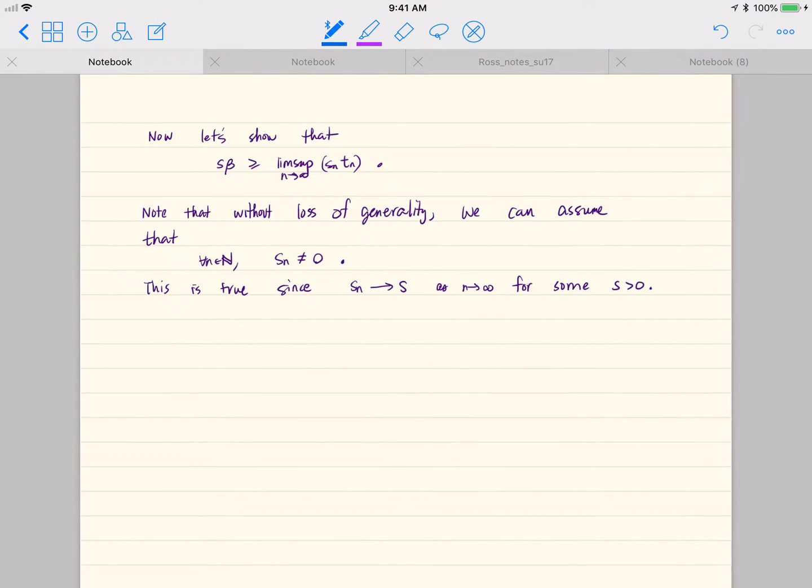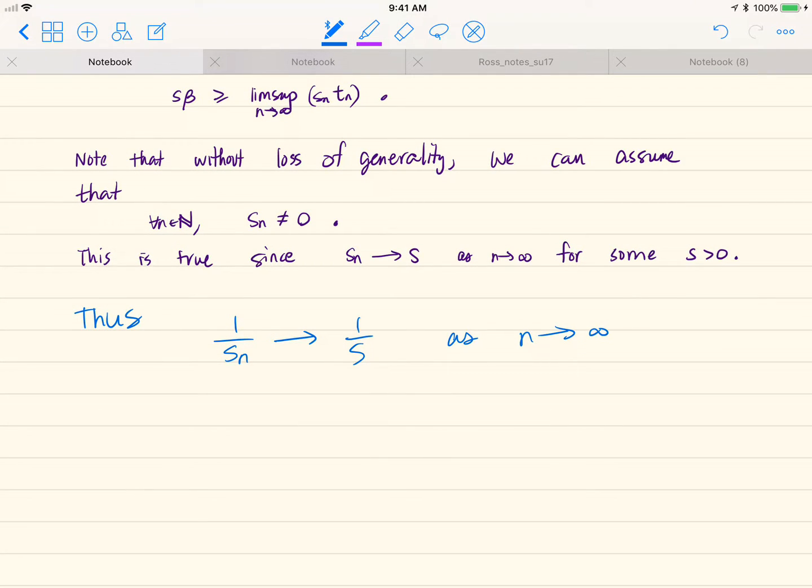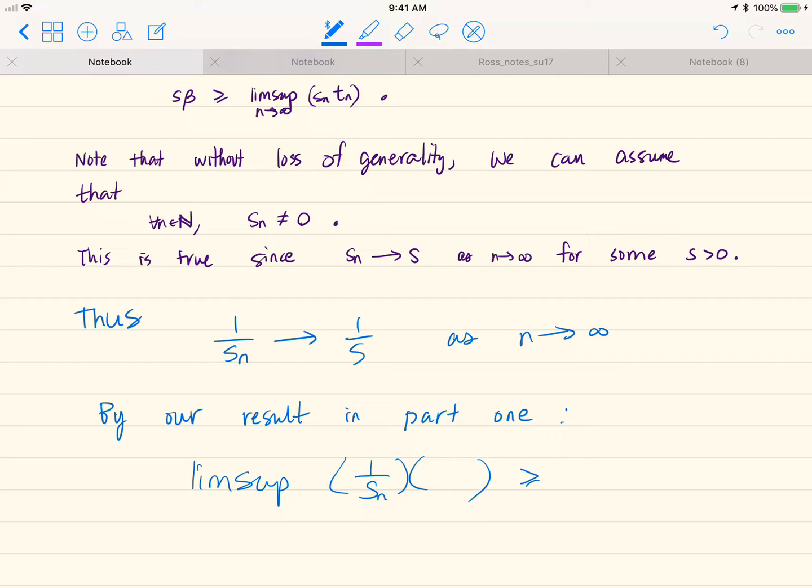Now that we're assuming that our terms are strictly positive, we can say that 1 over Sn converges to 1 over S. And since 1 over Sn converges to 1 over S, by our result from part 1, the limsup of 1 over Sn times any other sequence is going to be bigger than or equal to the limit of 1 over Sn, which is 1 over S, times the limsup of the other sequence. The trick is to use the sequence Sn Tn.